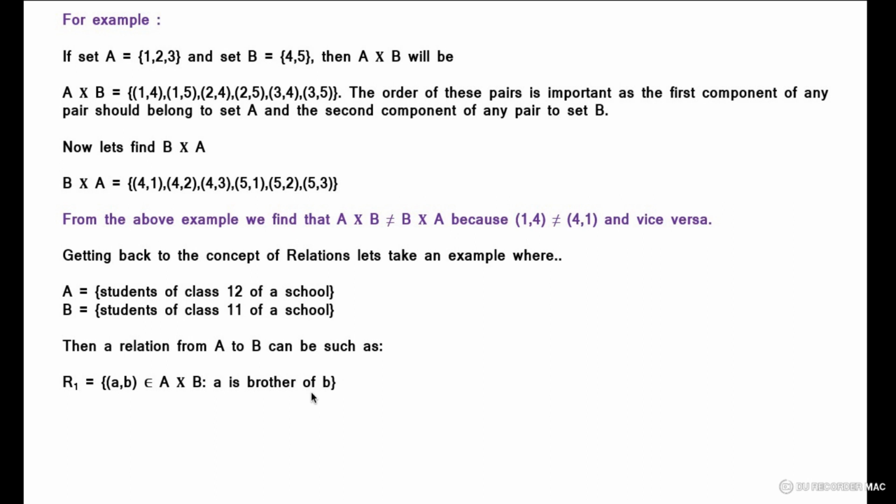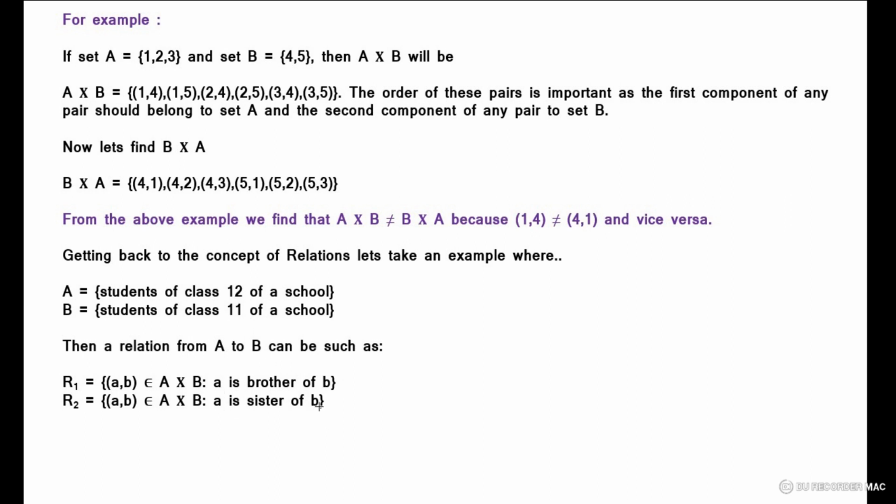Now it is possible, right? Like you can have a boy in class 12, which is A, and his brother can be studying in class 11, which is B. That is possible. Then R2 equals (A, B) belonging to A cross B, where A is a sister of B. So this again is possible because A can be somebody in class 12 and the person's sister can be in class 11. That is B.